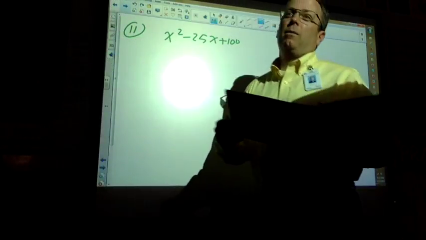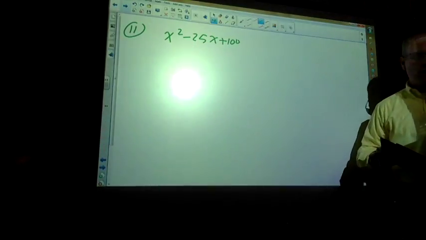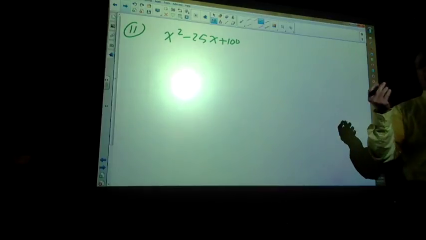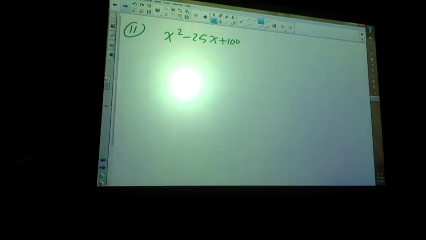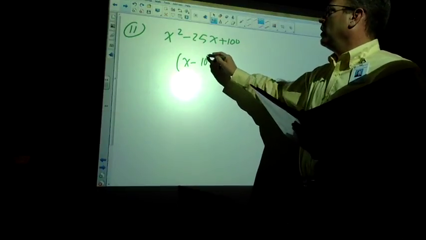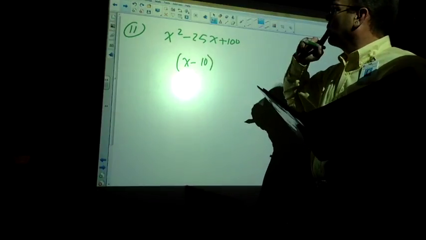Looking at it, it appears that it's going to be a perfect square. Why am I saying that? Because x squared is a perfect square, and so is 100. Well, the 25 is not. You're absolutely right. So I think this is going to be x minus 10. No, that's not going to work.